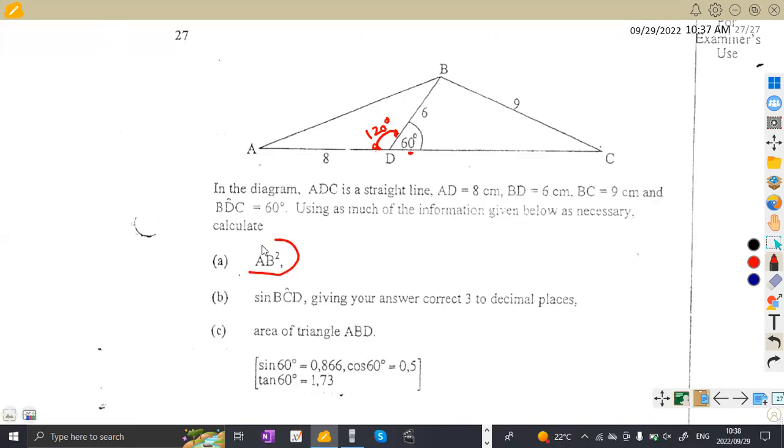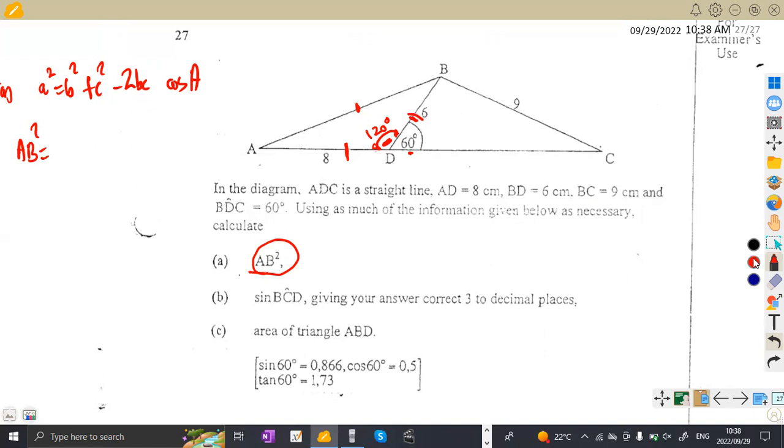So the first question was to calculate AB squared. So definitely for AB squared, I'm supposed to use cosine rule. Remember cosine rule, if you're given two sides and the included angle here, we can calculate the third side, which is A, using A squared is equal to B squared plus C squared minus 2BC cos of A. Whereby in this case, the A squared is our AB squared. So it's going to be AB squared is equal to the shorter sides, which I mean this side, which is 8 and 6.